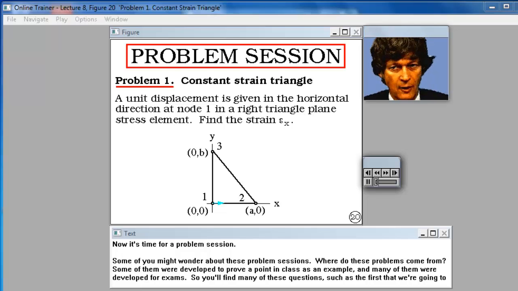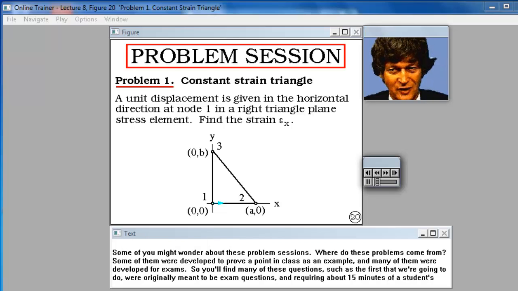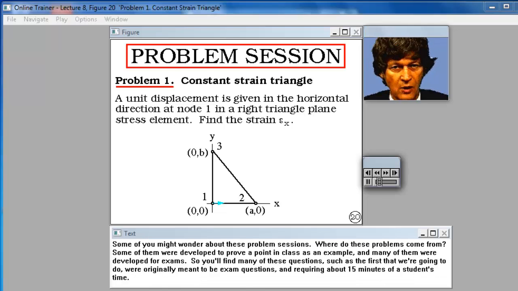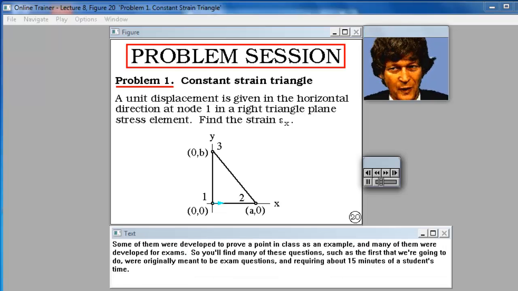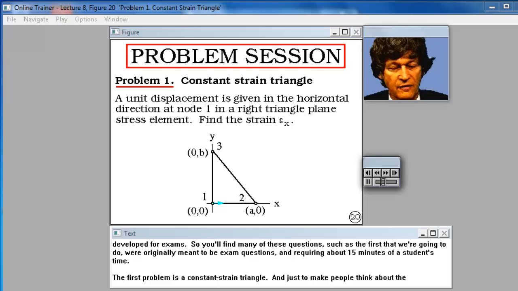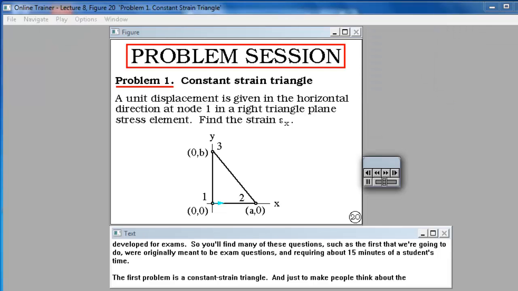Now it's time for a problem session. Some of you might wonder about these problem sessions. Where do these problems come from? Some of them were developed to prove a point in class as an example, and many of them were developed for exams. So you'll find many of these questions, such as the first one that we're going to do, were originally meant to be exam questions and requiring about 15 minutes of a student's time.